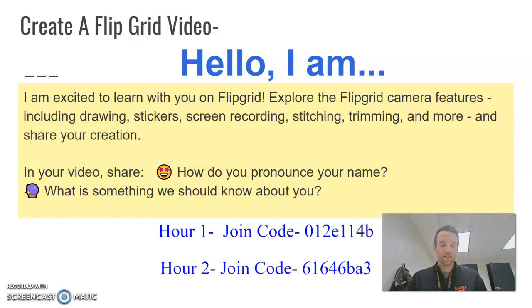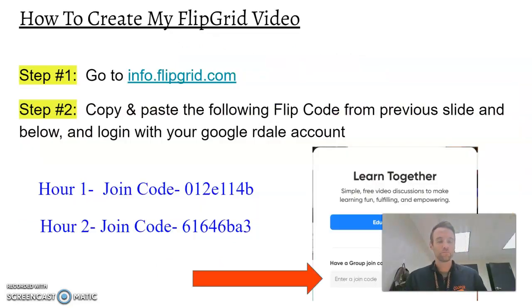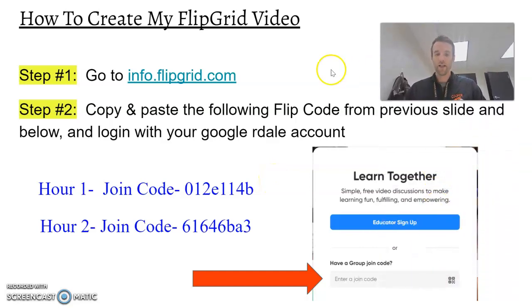You have to join the class on Flipgrid, so when you go into Flipgrid, always just use Google to create your account if you don't have one, and then use the join code for either hour 1 or hour period 2 right here to join the class, and that's where we'll be looking at all our different Flipgrid videos. Step by step, go to info.flipgrid.com, copy and paste the code from here. If you're in period 1 or period 2, pick the correct code, put it into the join code box, and then you should join the class.